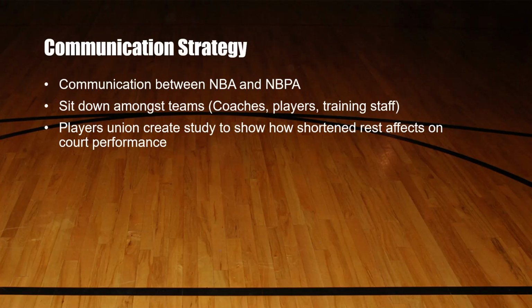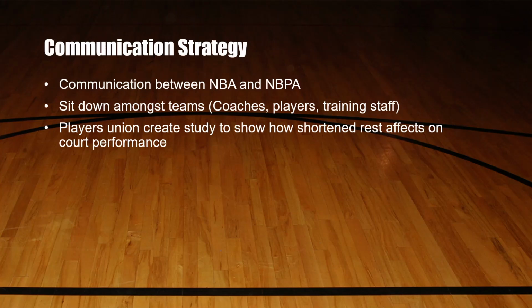And using biometrics can definitely help out, as they can track the little small things and look at these different trends. I also think that the player union should create a study to show how shortened rest affects on-court performance. Shortened rest in the offseason, and also shortened rest during the year. A lot of these teams are playing back-to-back games, got to travel here and there. That takes a toll on your body.